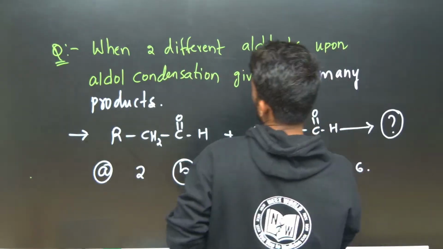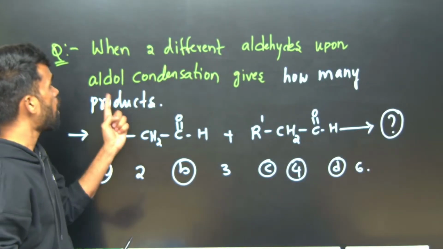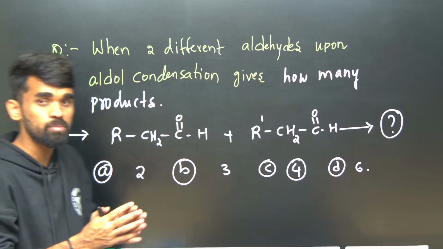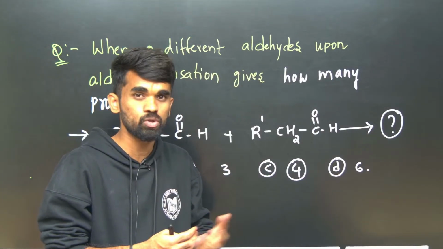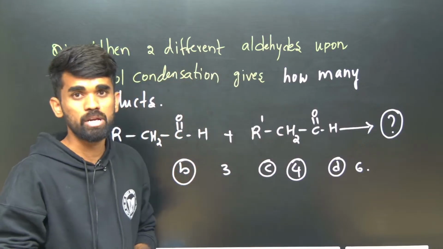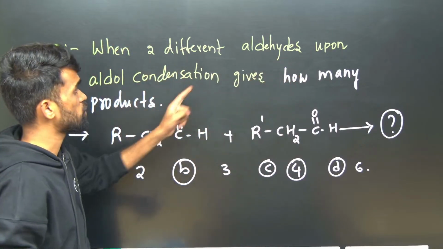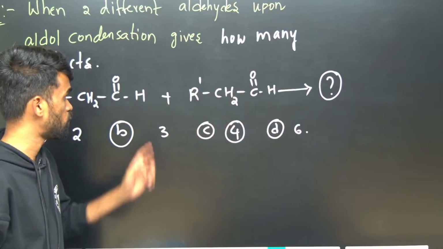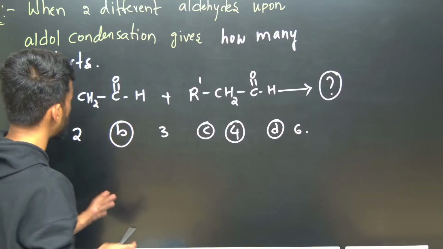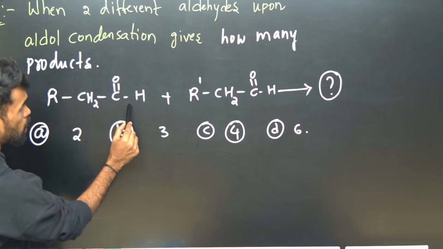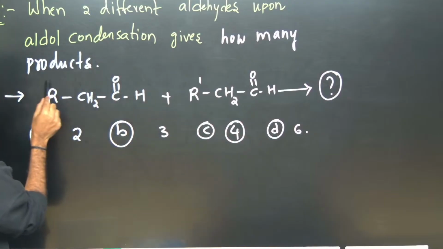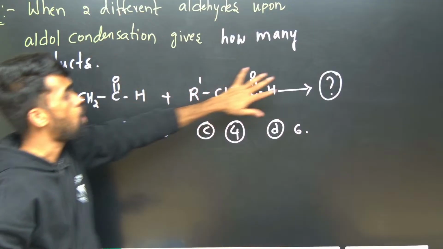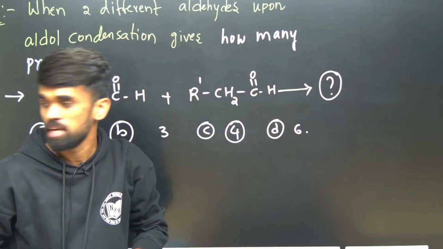Now tell me, when two different aldehydes undergo aldol condensation, how many products are formed? When we treat two different carbonyl compounds, aldehydes or ketones, upon aldol condensation, how many products do we get? They have mentioned in the question which carbonyl compounds we have to take. This is one type of aldehyde, and this is another type, because here the alkyl group is R and this is R dash. So I have two different aldehydes. How many products are possible in this reaction? This will be the question.